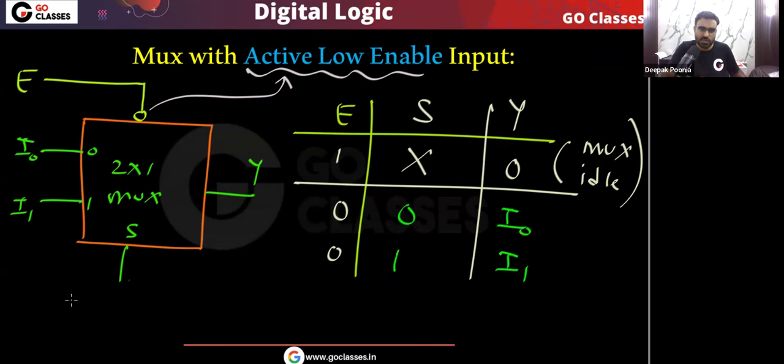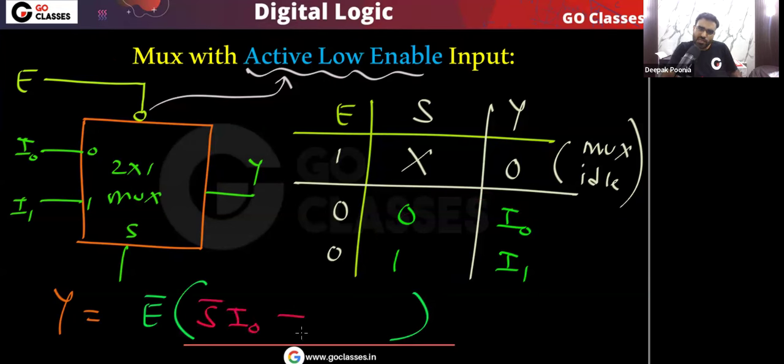Okay, I can write the expression for Y. What will that be? You can see when E equal to 1, then output is 0. So for normal behavior, this E must be equal to 0. E equal to 0 means E bar. Yes or no? E equal to 0 means E bar. So E bar. The remaining is normal behavior. You can see when S is 0, output will be I0. When S is 1, output will be I1.